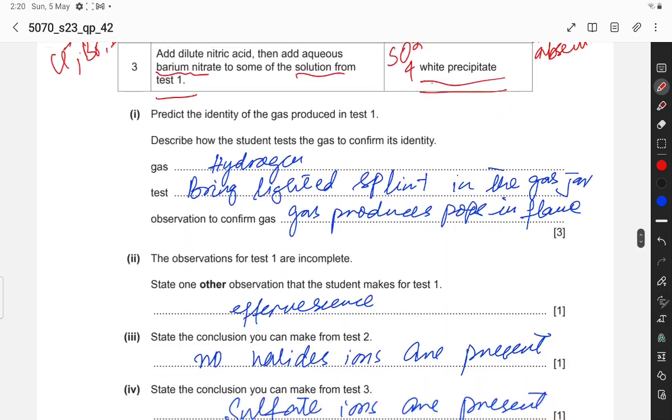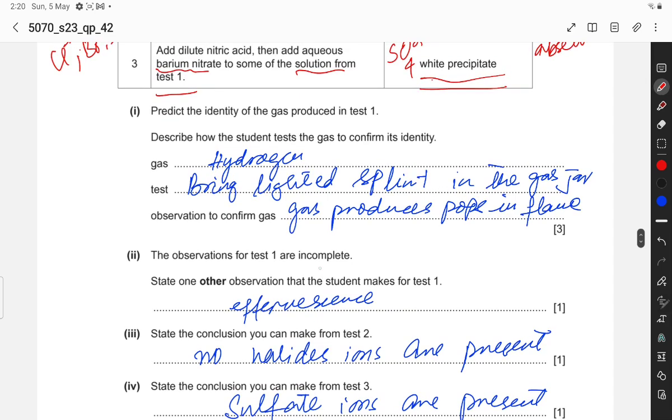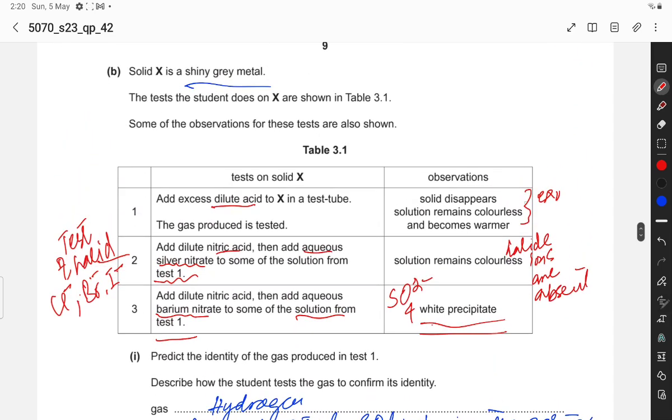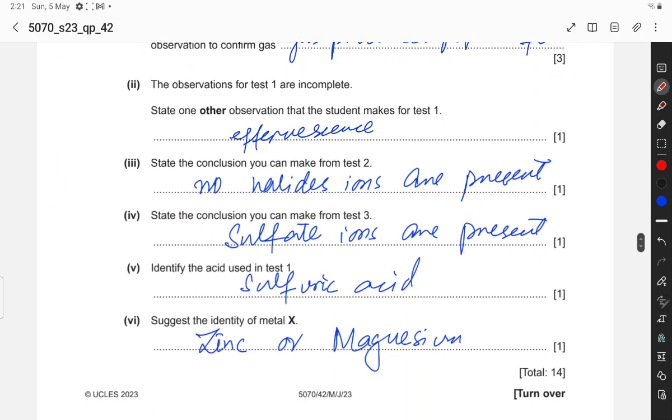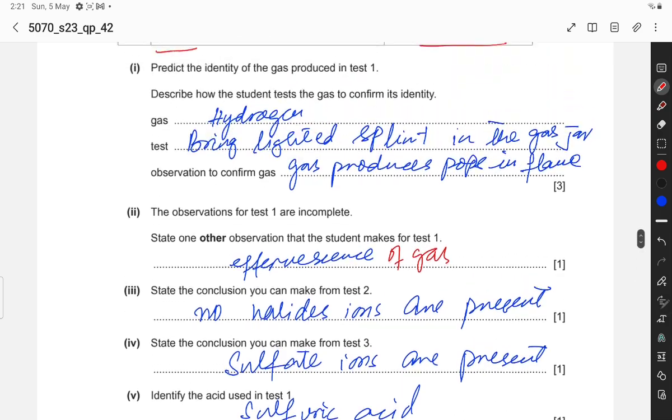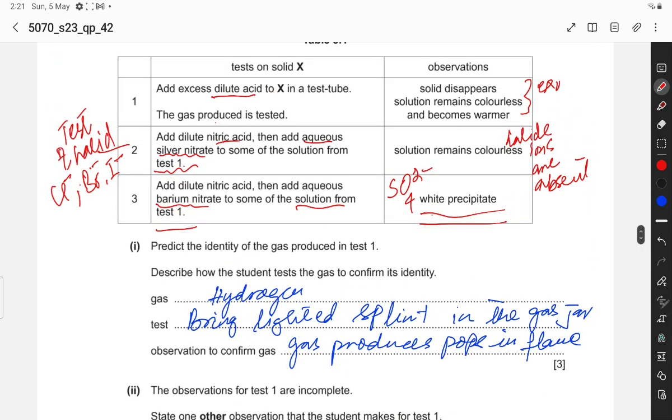Number 2, the observations for test 1 are incomplete, because here it says the solid disappears and the solution remains colorless. One observation is missing: the effervescence of gas, because gas is produced here. State the conclusion you can make from test 2. No halide ions are present because the solution remains colorless and no precipitates are formed.